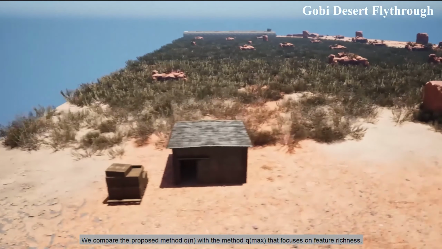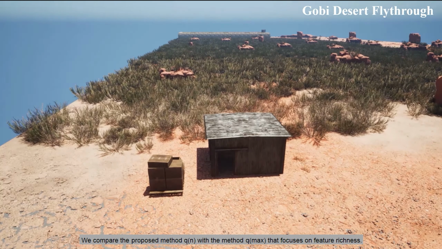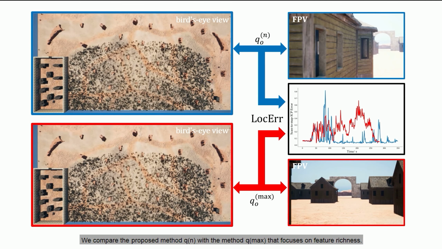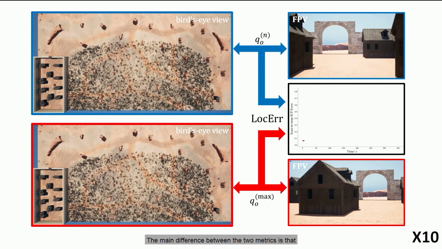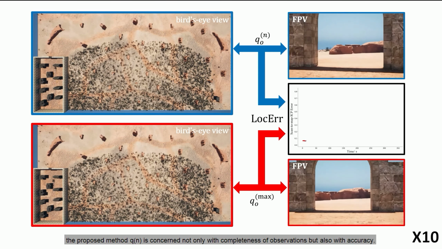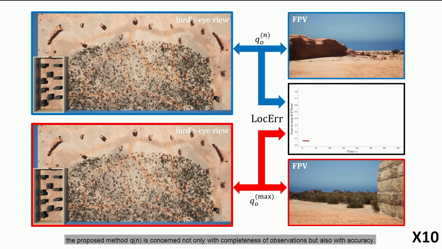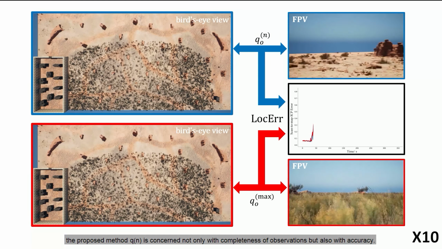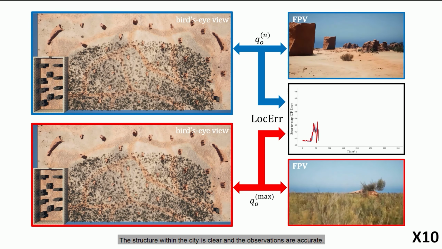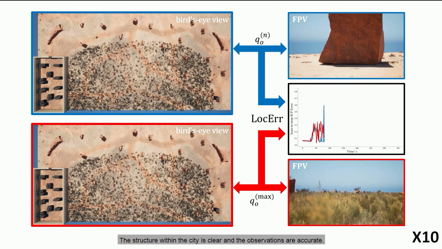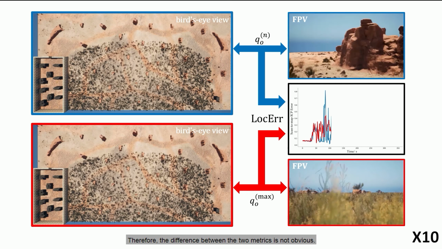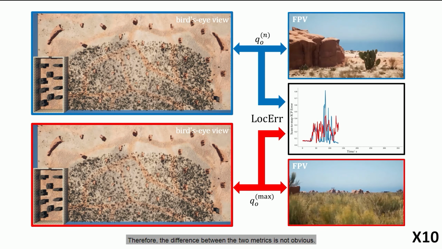We compare the proposed method QN with the method Qmax that focuses on feature richness. The main difference between the 2 metrics is that the proposed method QN is concerned not only with completeness of observations but also with accuracy. The structure within the city is clear and the observations are accurate. Therefore, the difference between the 2 metrics is not obvious.